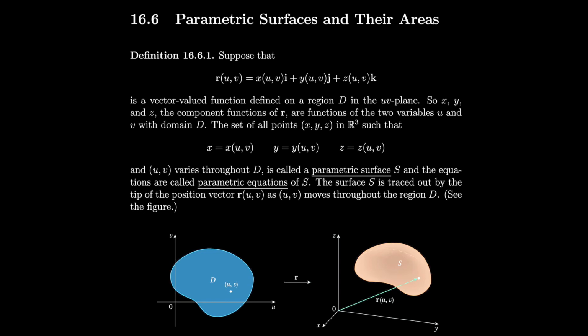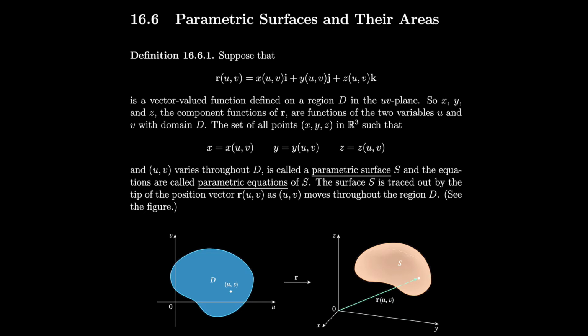Section 16.6, Parametric surfaces and their areas. Suppose that r(u,v) = x(u,v)i + y(u,v)j + z(u,v)k is a vector-valued function defined on a region D in the uv plane. So x, y, and z, the component functions of r, are functions of the two variables u and v with domain D.